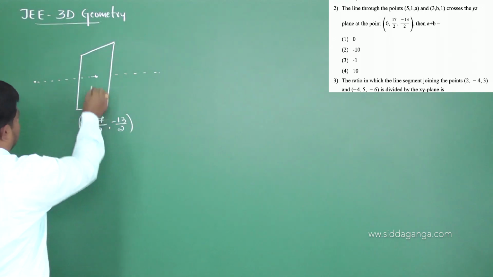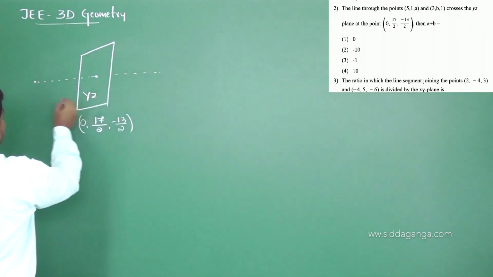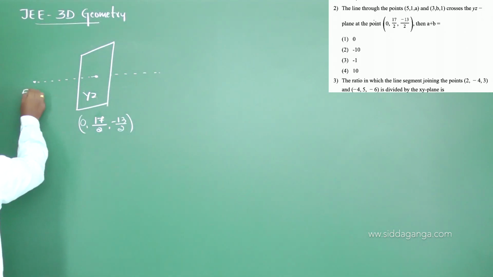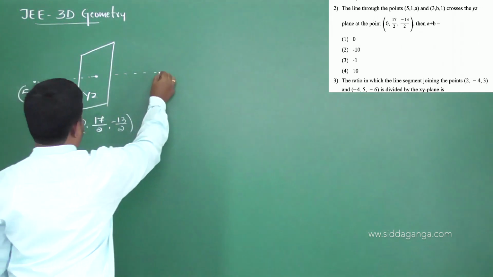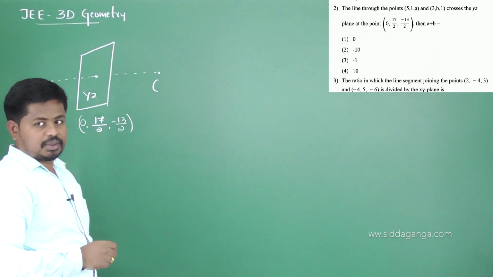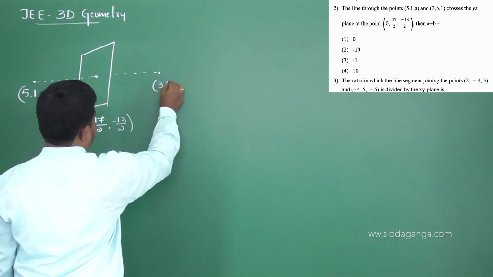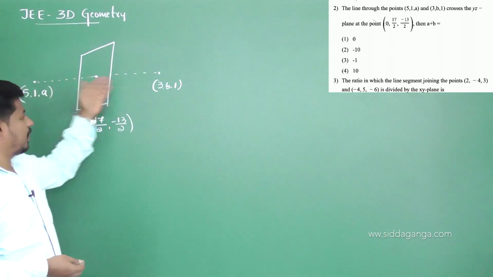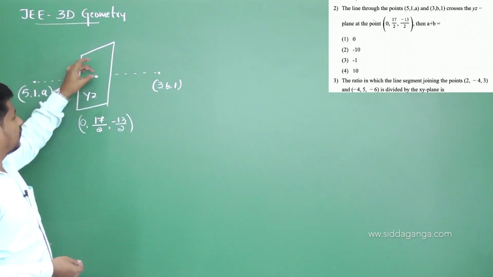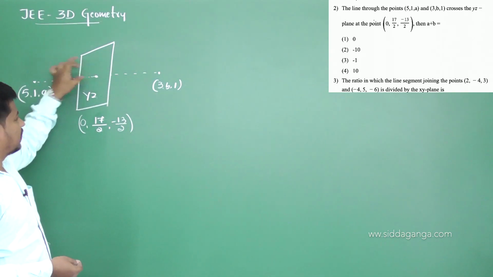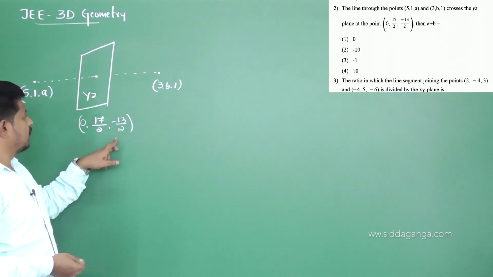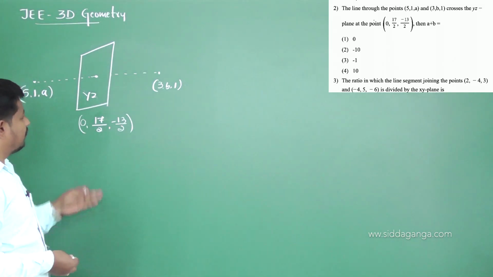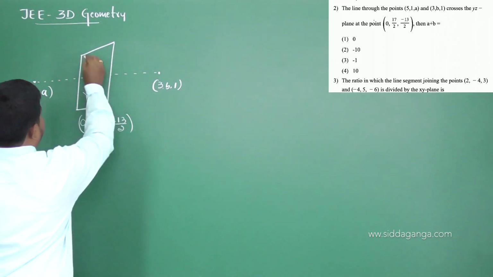This is the point on the yz plane. Let us take the first point as (5, 1, a) and the second point as (3, b, 1). Now, the question is, the line joining these two points passes through the yz plane at the point of intersection (0, 17/2, -13/2). Then what are the values of a and b? You have to find first the values of a and b, after that you will get a plus b.